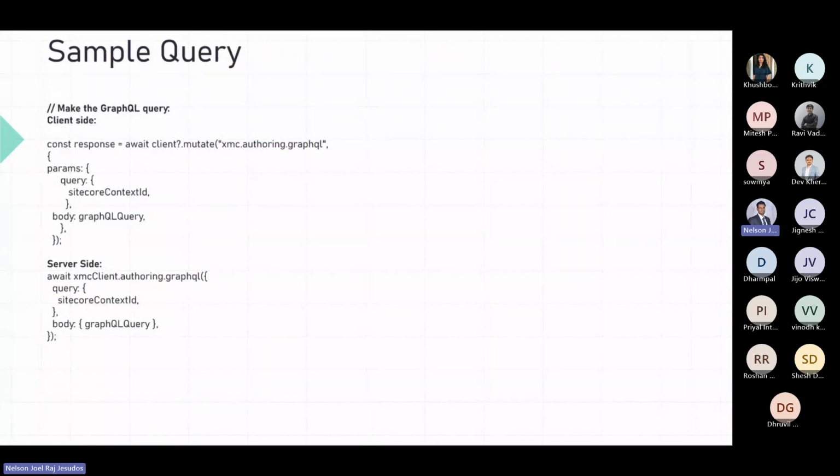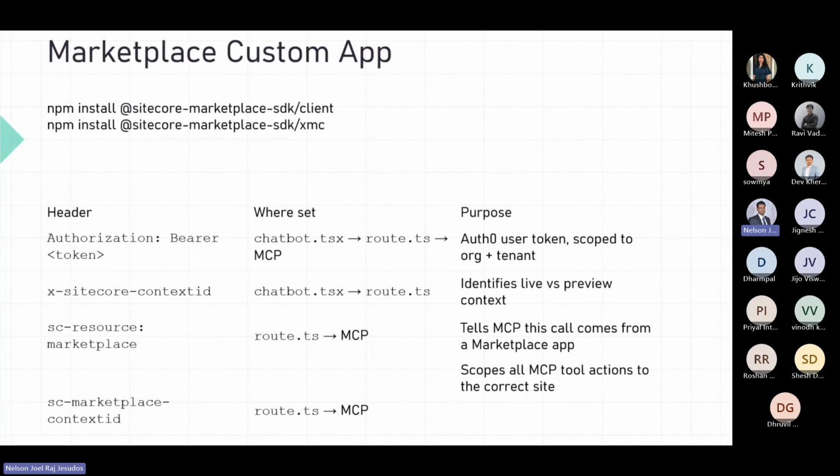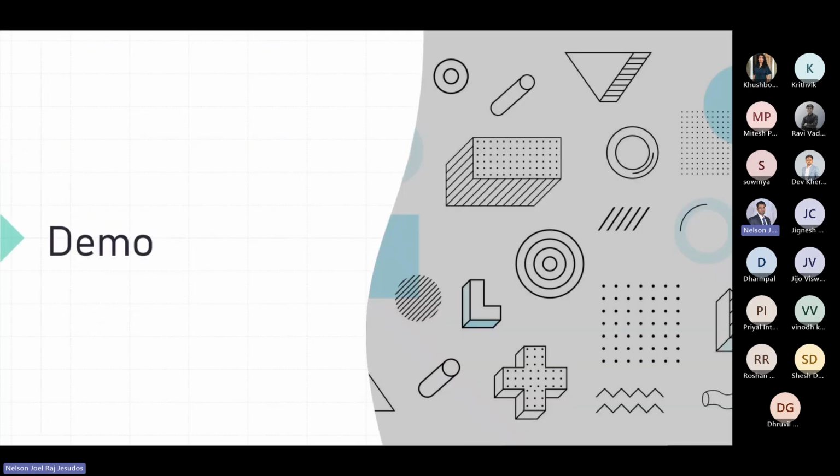This is some of the basic sample queries which we can use in the marketplace. This is from client mutate. Basically, I'm doing some update to the Sitecore items. If you see XM client, basically I'm using the server side. This is client side, server side. Mutate means I'm updating. If there is anywhere you can see a client dot query, that basically you're just querying instead of updating anything.